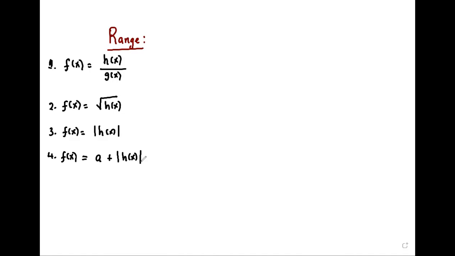Okay, let's see how we go about this one. For this type, you find f inverse and get the domain, in terms of y.